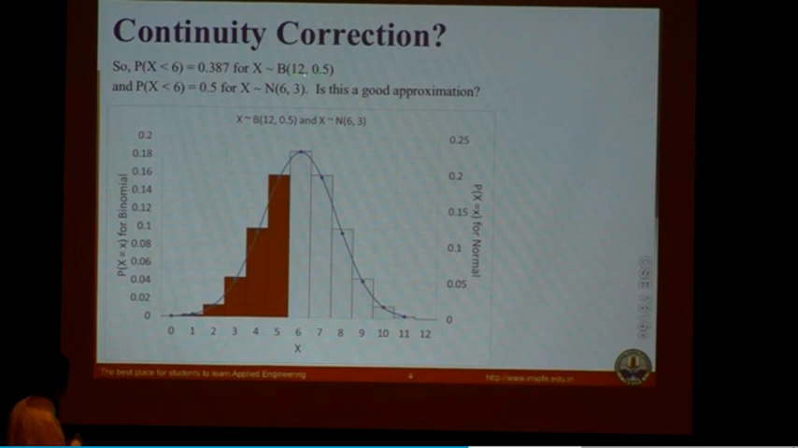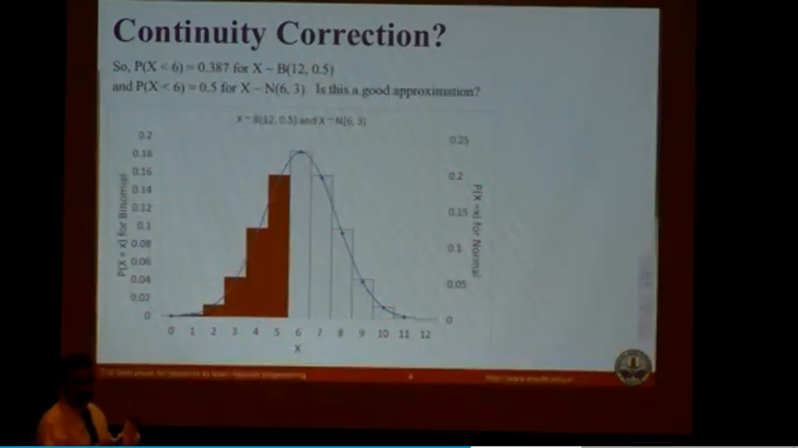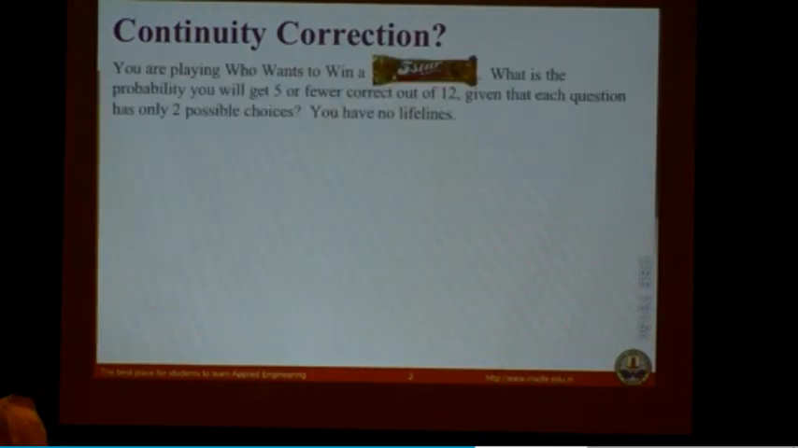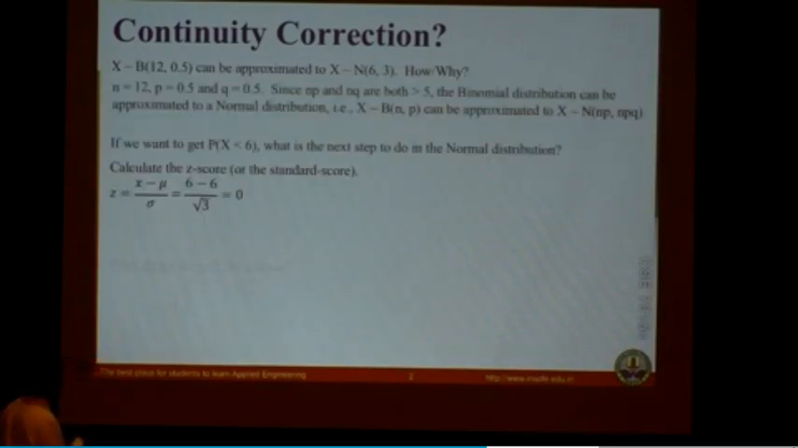Binomial needs the number of trials and the probability of success. And the question that I asked was, you are playing Who Wants to Win a 5-star, what is the probability you will get 5 or fewer correct answers out of 12 questions? That's a binomial distribution. 12 is the number of trials. Each question has only 2 possible choices, so 50% probability.